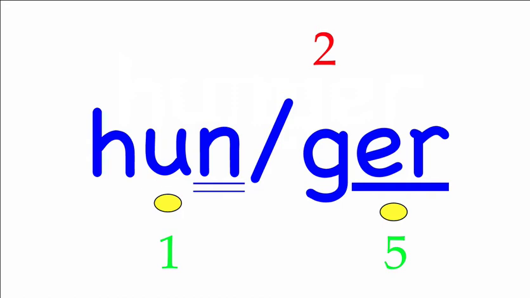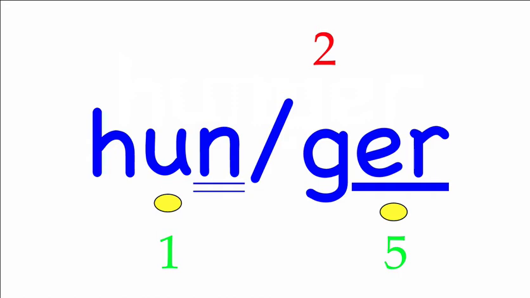Hunger. Notice N is representing its second sound because it's followed by the sound G. Syllable rule 2 is in effect here, 2 consonants between our vowel sounds. And our vowel groups are, as you can see, 1 and 5.